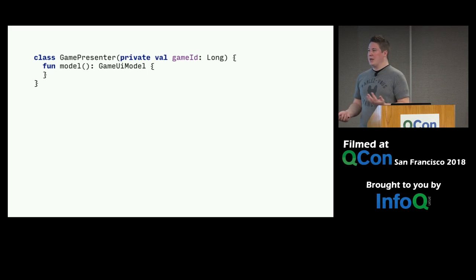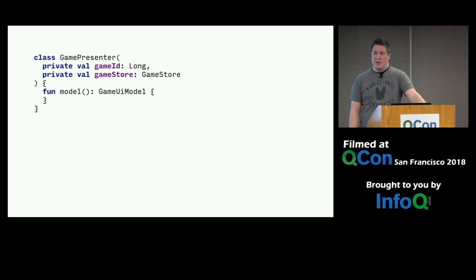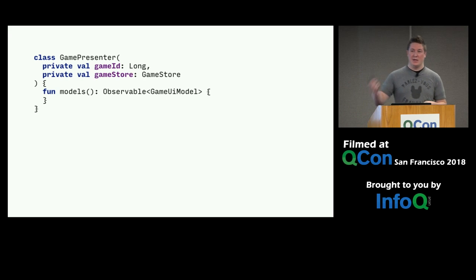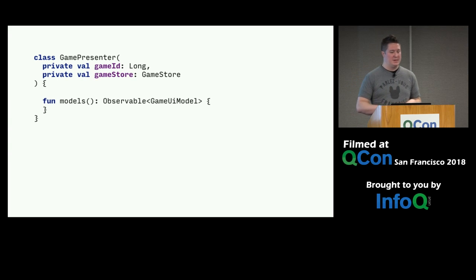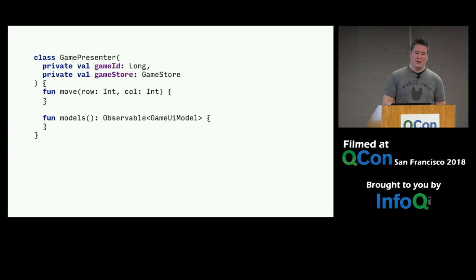And then when you're actually in a game, that takes in the ID of the game you're playing and the game store so that it can query the game information, using a type called observable here, because the game state's going to update over time, and your UI has to update when the game state changes. And observable is just a way to push updates to a model, but nothing platform specific here. And then interactions from the UI come from here.